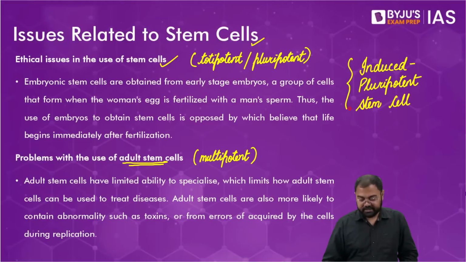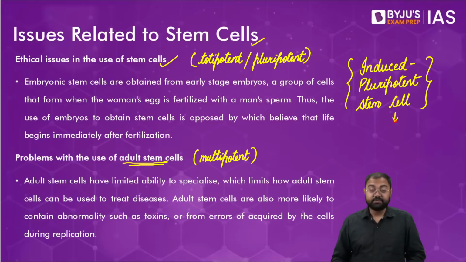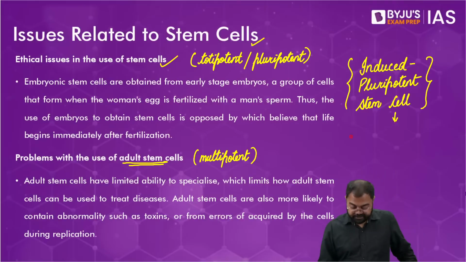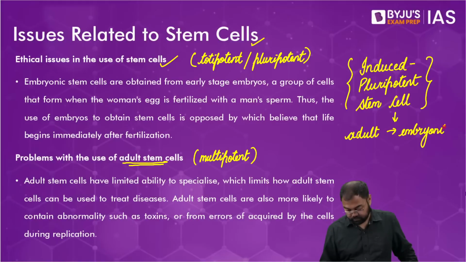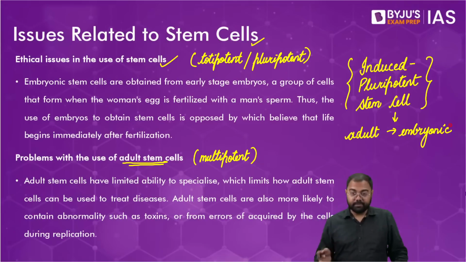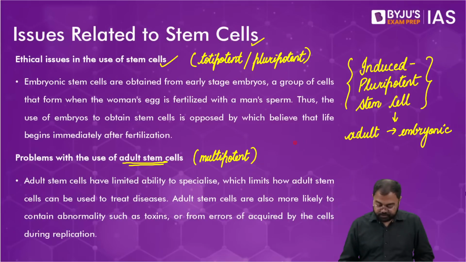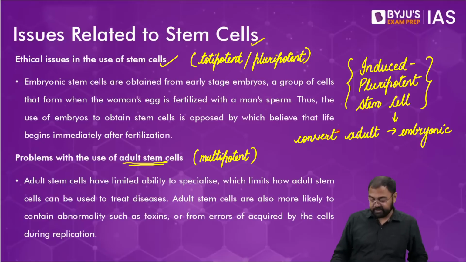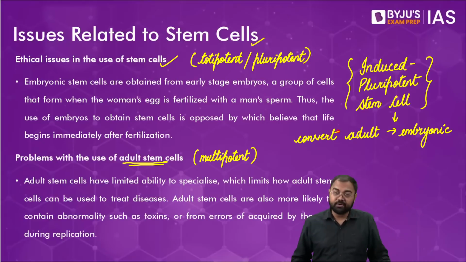Induced pluripotent stem cell. Now this is a kind of stem cell where we try to convert an adult stem cell into an embryonic stem cell. So this is something that actually is now possible, that we can convert adult stem cell into embryonic stem cells.